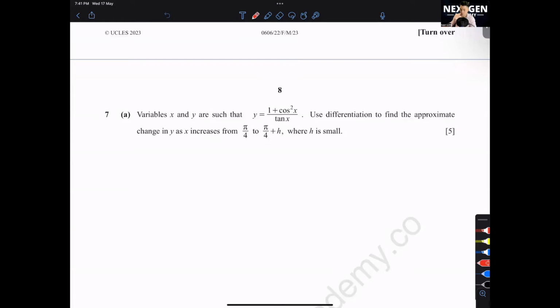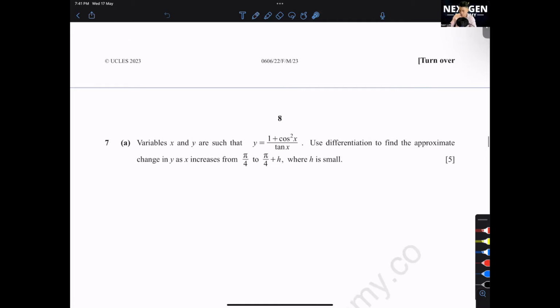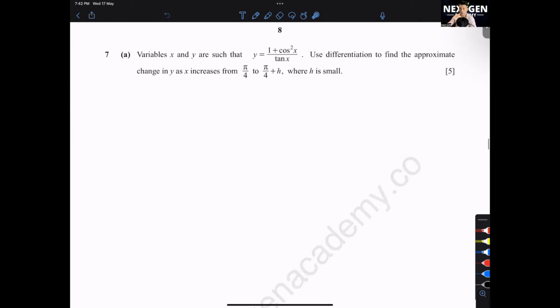All right, we are going to continue the part 2 of our FM 2023 paper 22. So we're going to continue on question 7. Once again, I don't have the official mark scheme for this, so if there's anything that is a little bit different between my answer and your answer, please let me know, because this is just purely based on my own exercise. Question 7a, variables x and y such that y equals (1 + cos squared x) over tangent x.